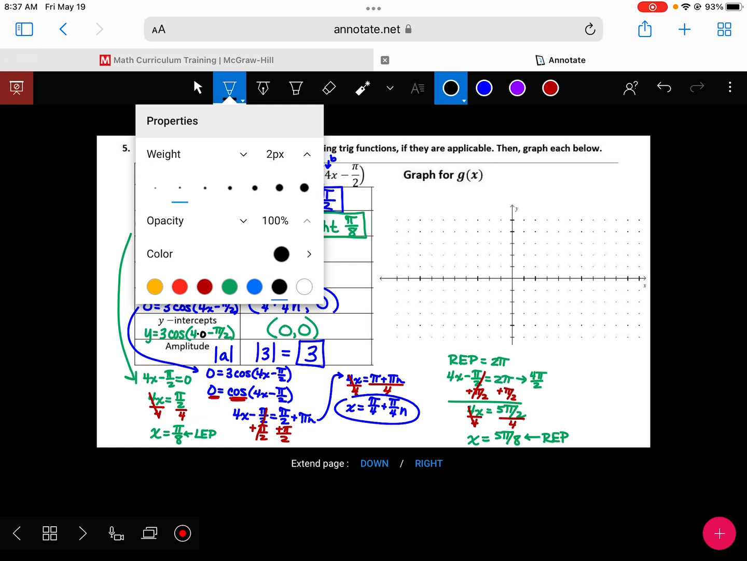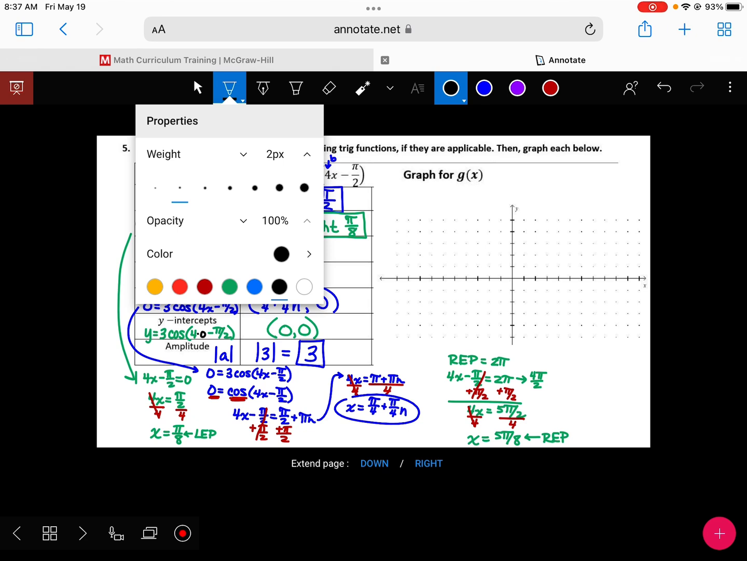What does cosine look like? What does the parent function of cosine look like? It starts at a maximum, ends at a maximum, 1 and 1. In the middle, it goes down to its lowest point, and halfway in between the maximum and minimum, it's got to cross the x-axis.